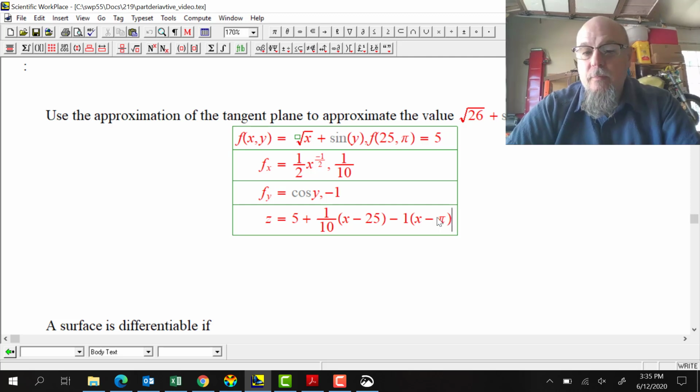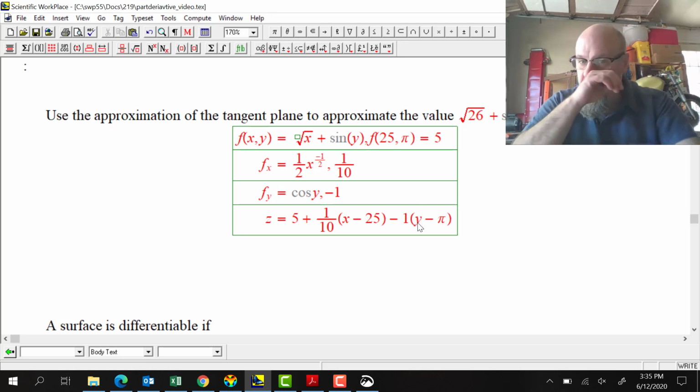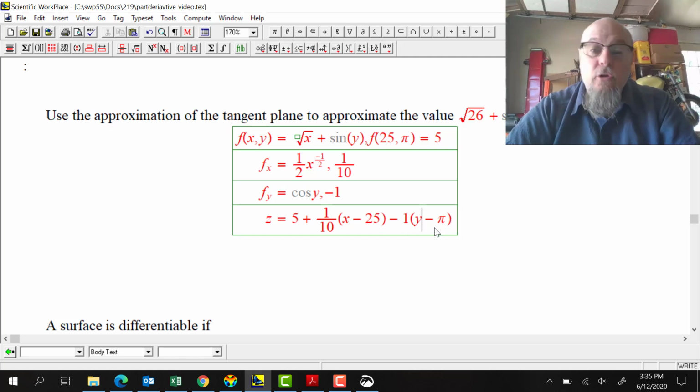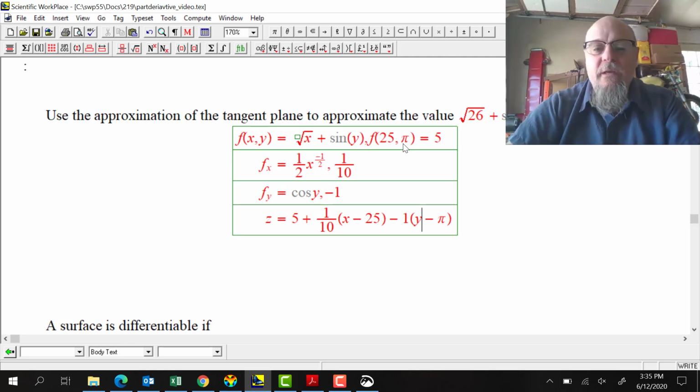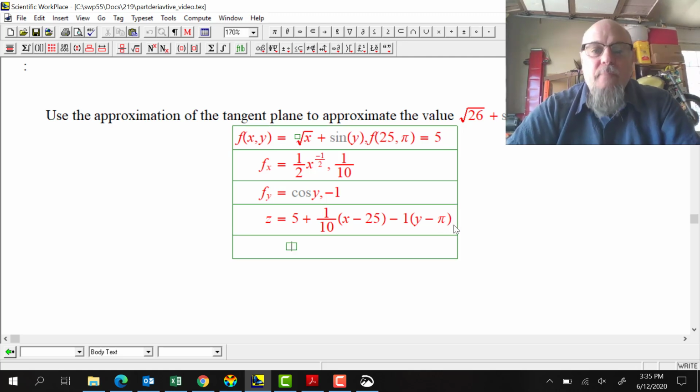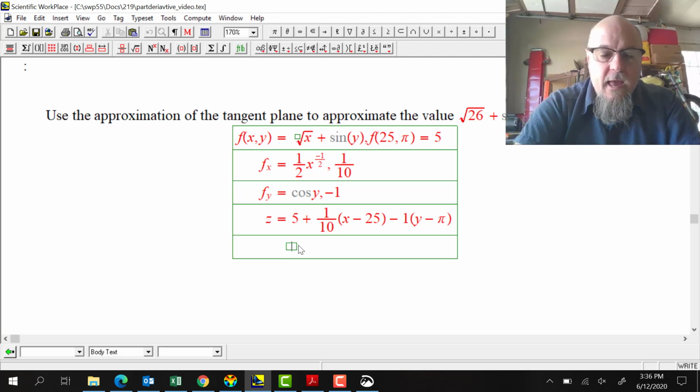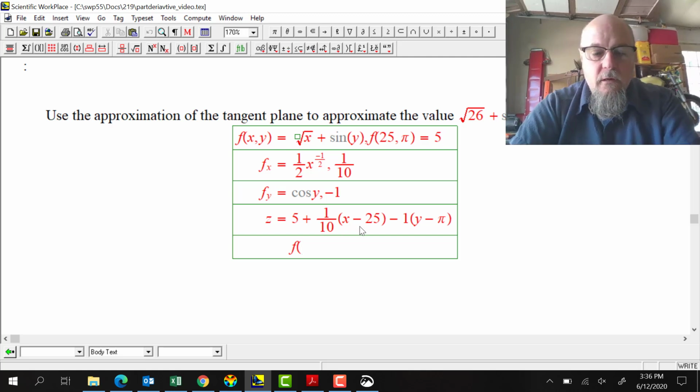It goes exactly through the point 25, pi, 5. And at places close to 25, pi, the z will be close to the f of x, y. So now we built the tangent plane, let's use the tangent plane. So f of 26 and pi minus 0.01, that's what I'm trying to find out.